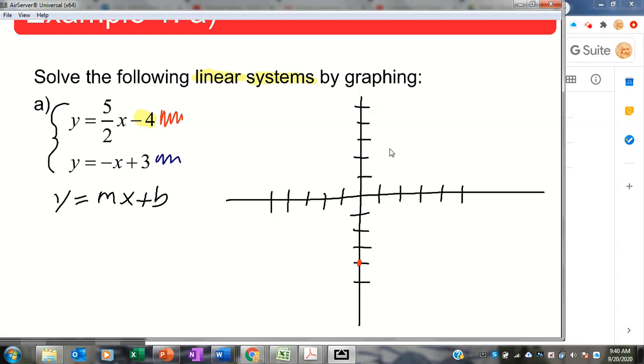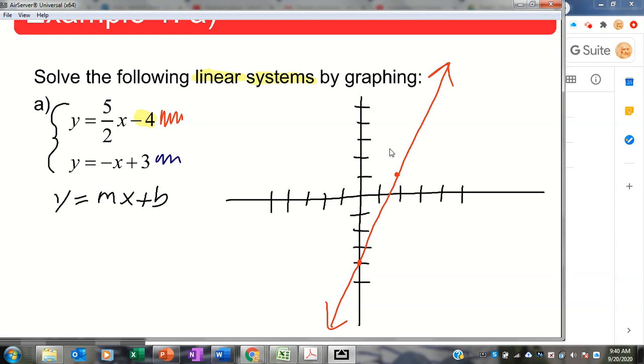And from there, the slope is 5/2. So we're going to go up 5 and over 2, and that will land us right there. And from there, I can just draw a line that looks like this. And there's the graph of the first equation.